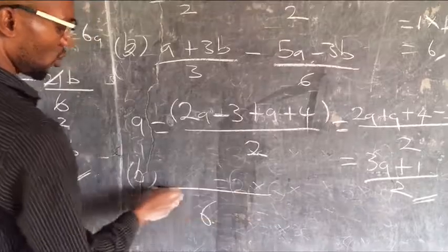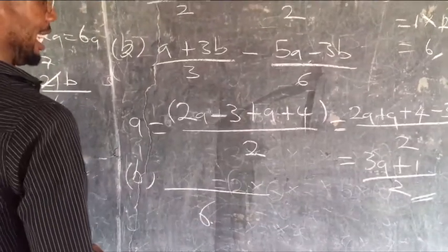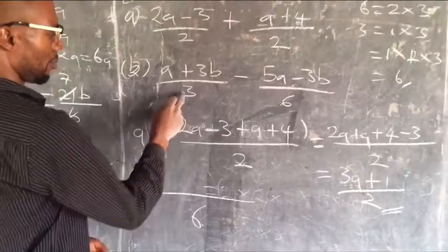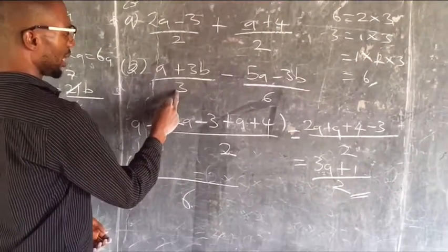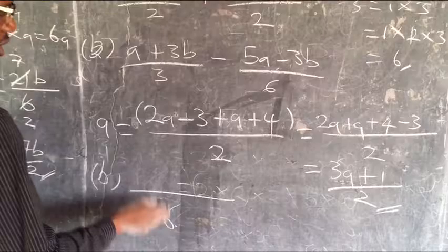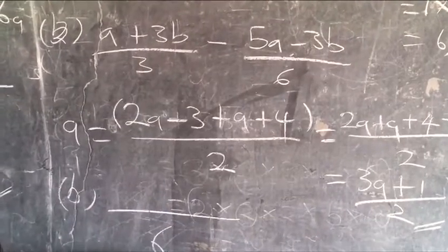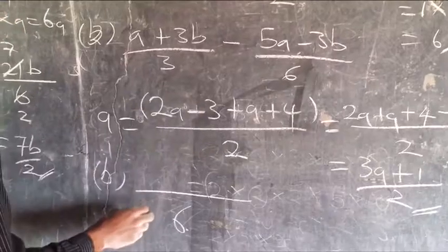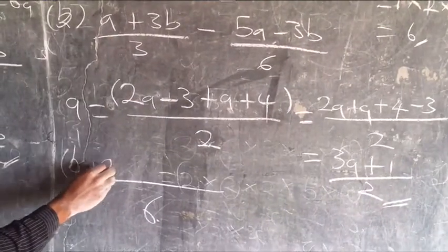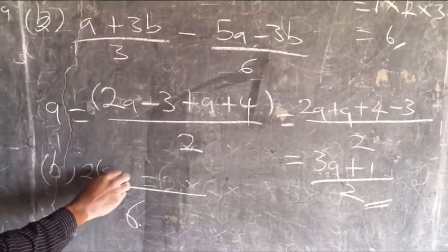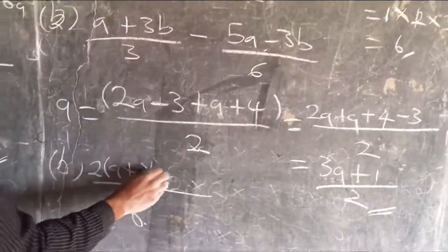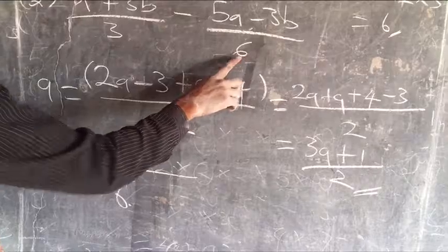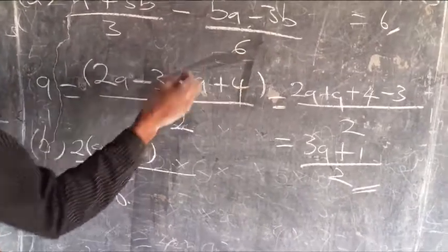So we'll write 6 like this. And then, we'll divide this 6 by this one. If we divide this 6 by this one, we'll get 2. Then we'll use the 2 to multiply everything right here. So we'll say 2 times a plus 3b. We'll close this bracket. And then this 6 divided by this 6 is 1.